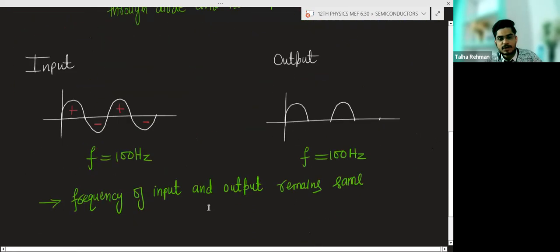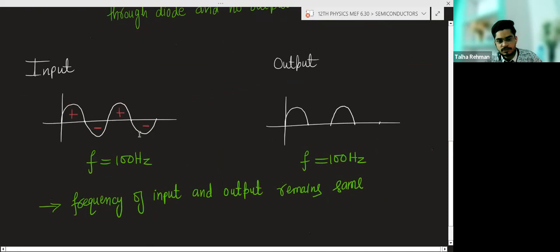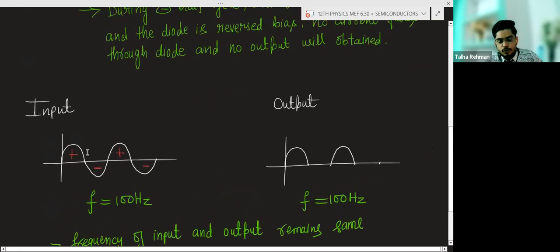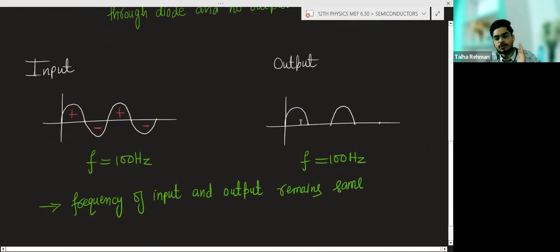So basically, input and output we will compare. This is input and output. For the positive half cycle you are getting output only. For the positive half cycle, output is there. Negative half cycle, no output, because the diode becomes reverse biased. Positive half cycle, again output. Negative half cycle, no output.